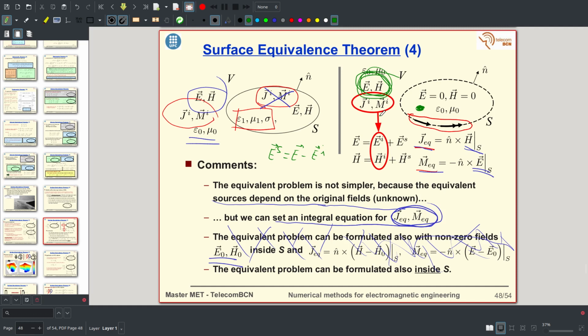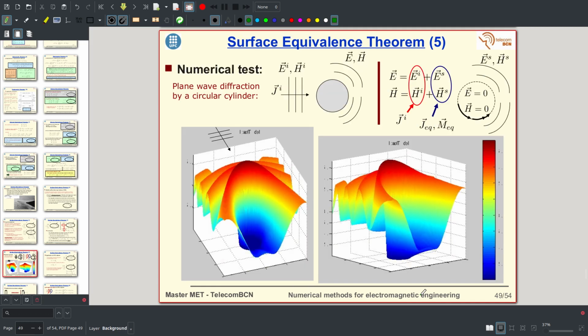Okay? So remember, in the case of dielectric objects, we also need to formulate the surface equivalence theorem inside S, and we need both formulations altogether to set the system of integral equations. But we will not do this in this course because it's much more complicated, and we will keep to the simplest case. And now a numerical test.